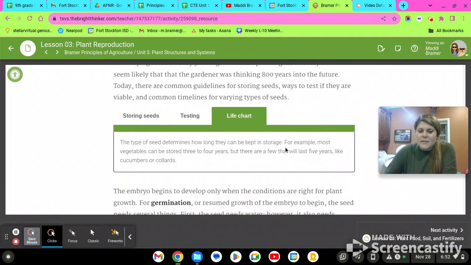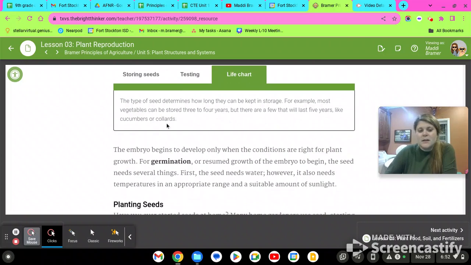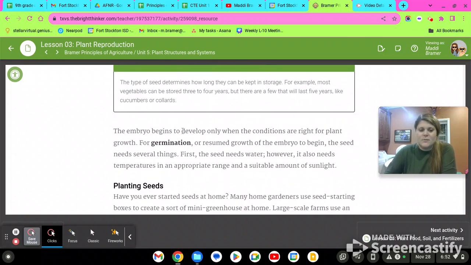The type of seed determines how long they can be kept in storage. So most vegetables can be stored 3 to 4 years, but there are a few that will last 5 years, like cucumbers and collards. So knowing what your seed is and what to expect.